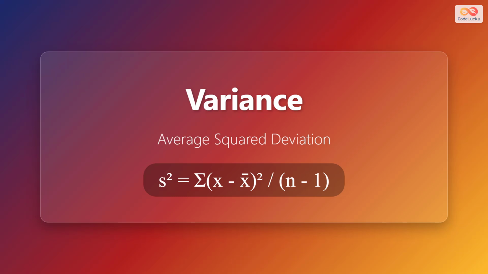Welcome. Today we are going to understand variance. In statistics, variance is a fundamental concept that helps us measure the spread of a data set. Specifically, it is the average squared deviation from the mean. The formula, s squared equals the sum of (x minus x bar) squared divided by n minus 1, might look intimidating, but we will break it down step by step.